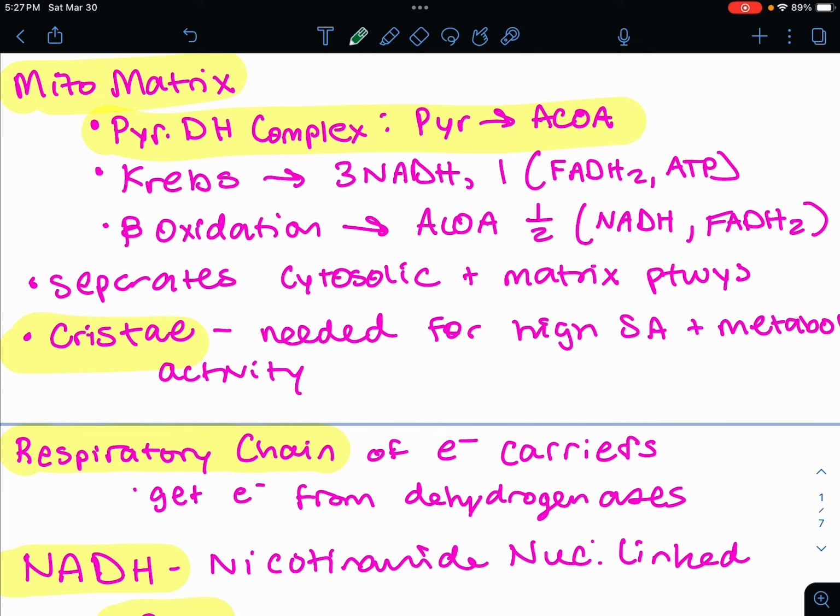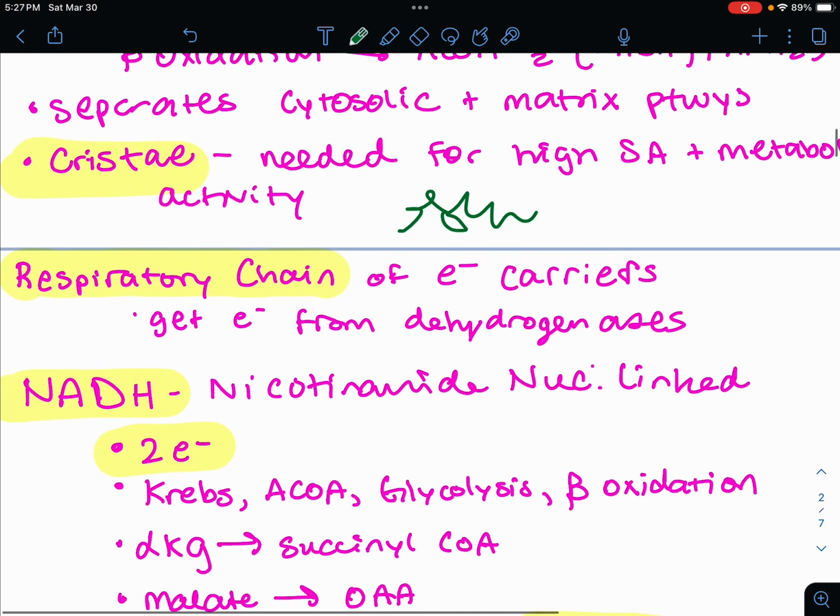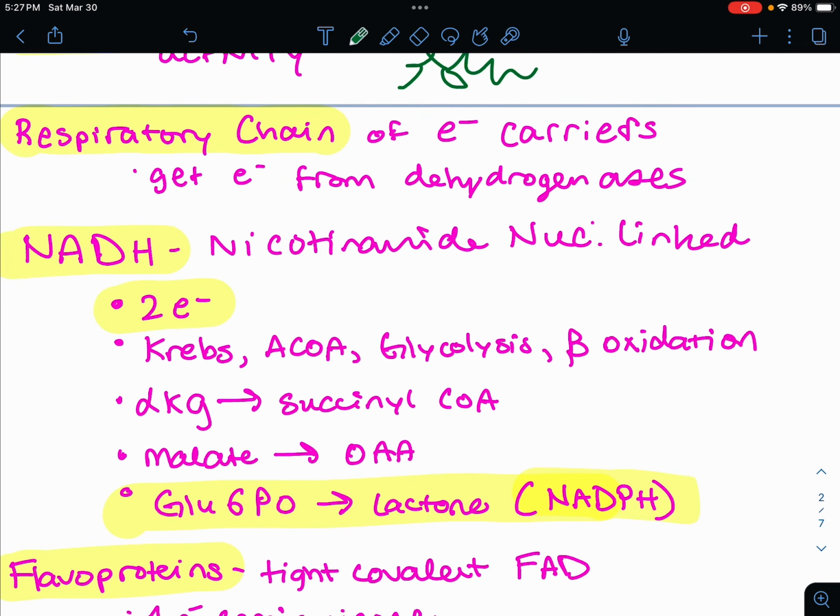The cristae are going to be convolutions, like these folds. That's what I mean by convolutions, in the inner membrane of the mitochondria. And mitochondria of cells with high metabolic activity have more cristae. You need that surface area. Okay, let's talk about the respiratory chain.